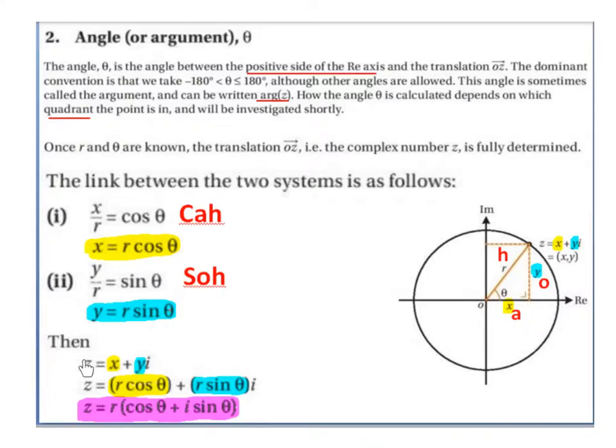Then, if z is equal to x plus yi, z is also equal to r cos theta plus r sine theta, with an i stuck on, because remember the y is the imaginary part. So we swap the x for r cos theta, and we swap the y for r sine theta. And we can simplify this, or factorize out the r. So z is equal to r, which remember is the modulus, multiplied by cos theta plus i sine theta.